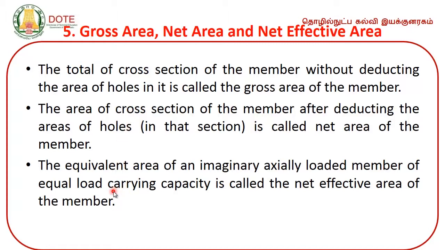And the net effective area is the equivalent area of an imaginary axially loaded member of equal load carrying capacity. All these three definitions and abbreviations, AG, AN and of course ANC, are going to be used in the design of tension members.